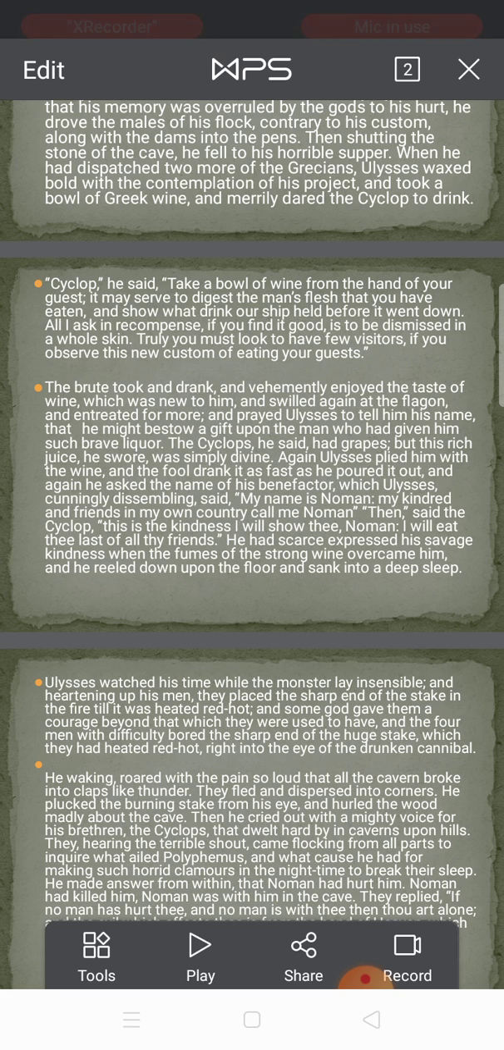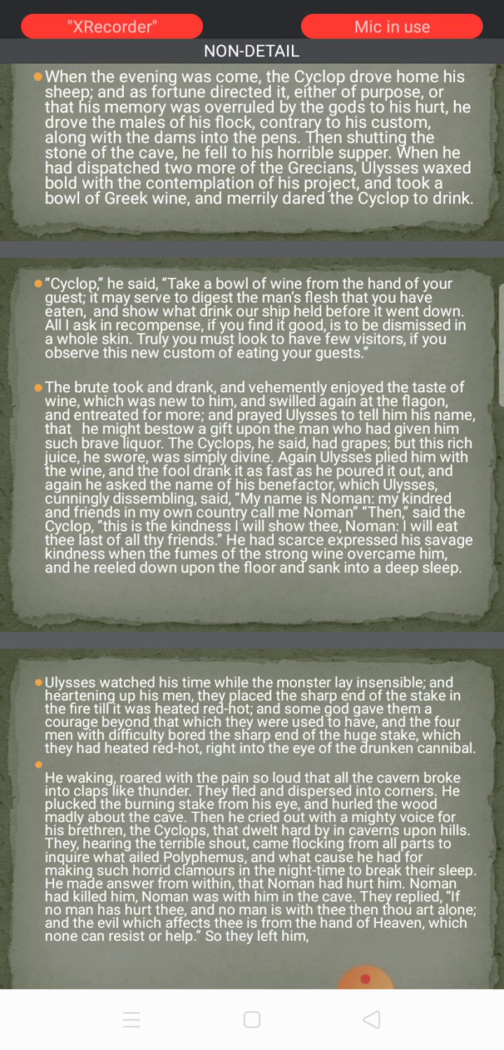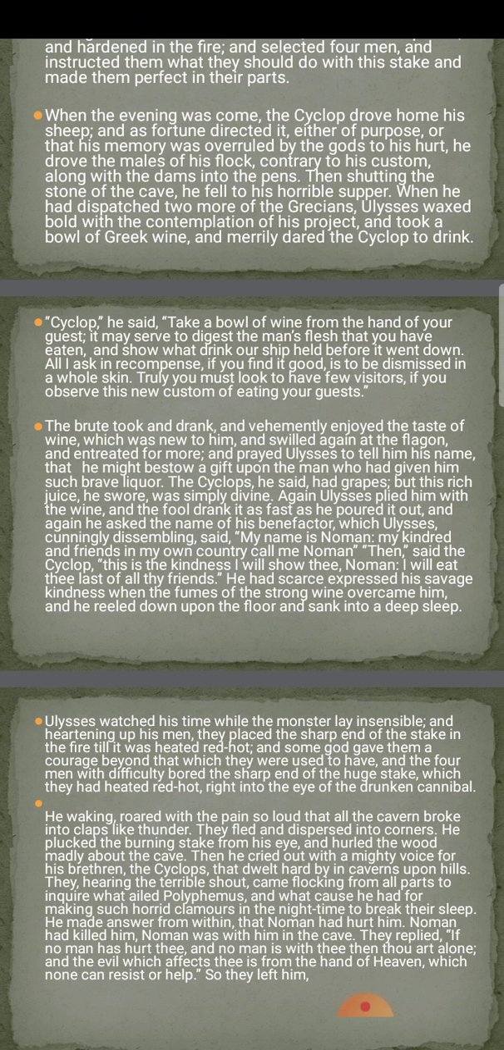They, hearing the terrible shout, came flocking from all parts to inquire what ailed. Neighbor Polyphemus, and what cause he had for making such a horrid clamor in the night time to break their sleep, because they were all disturbed in their sleep in the night. So that's why they were all asking, what happened, like that.